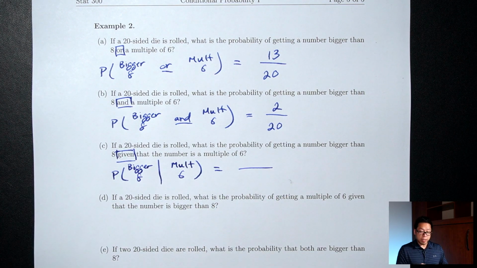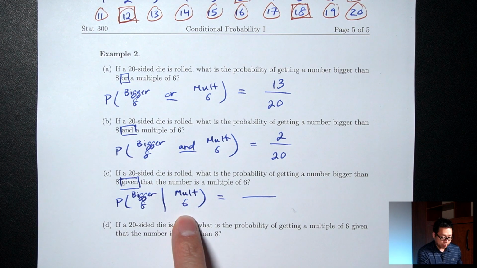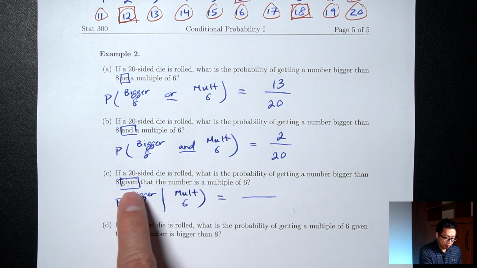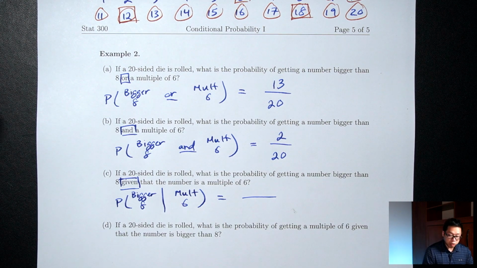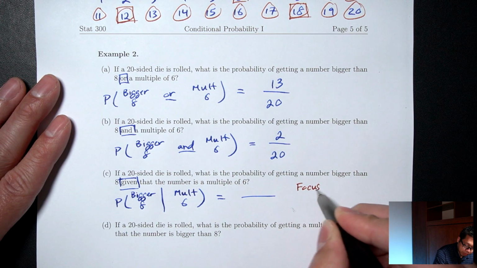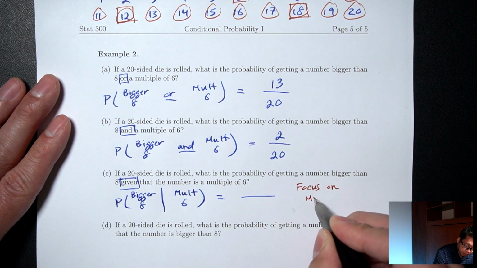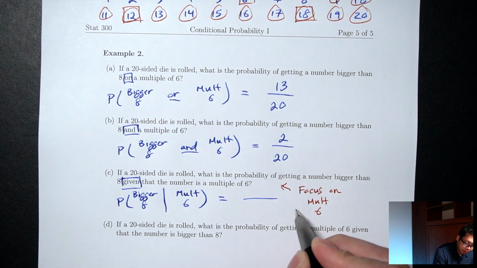So anytime you have a conditional probability, you have to focus on certain numbers. And you're going to focus on the given part, which is the second part, or in the sentence, anything that comes after the word given. So given, multiple of 6. We're going to focus just on the multiples of 6, for the top and the bottom.